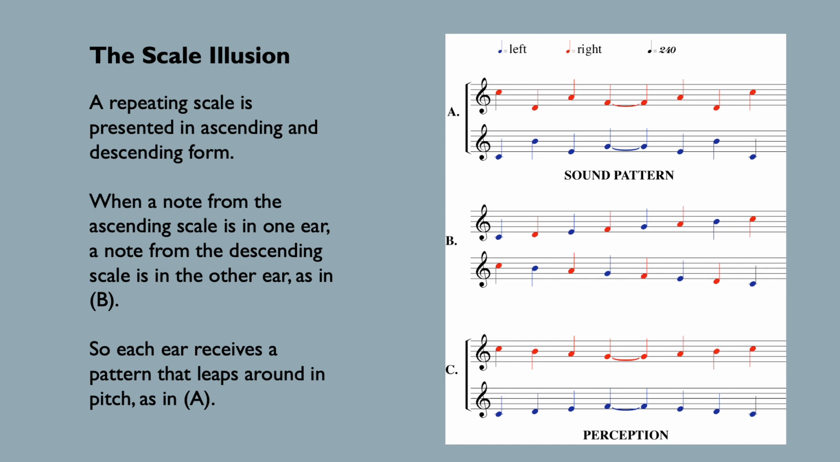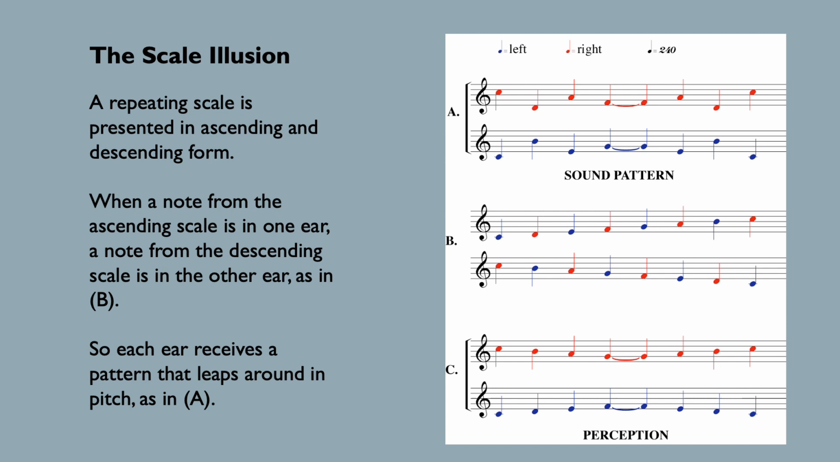Here's an illusion that I created called the scale illusion. It shows that our knowledge and expectations about sound cause us to create patterns in our minds that are not really there. The sequence that's presented is shown in the upper part of a slide, and the sequence in the middle part shows an alternative representation of the same thing. As you can see, the pattern consists of a scale with successive tones alternating from ear to ear.